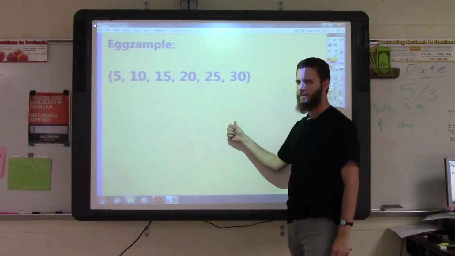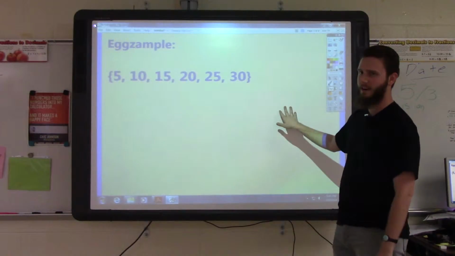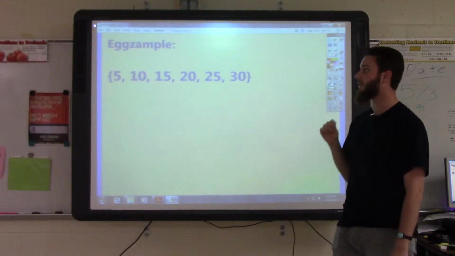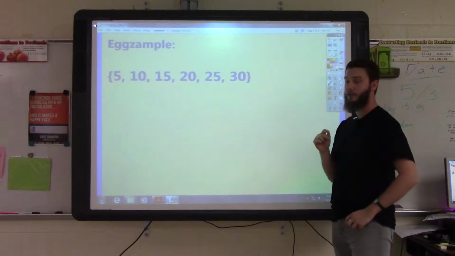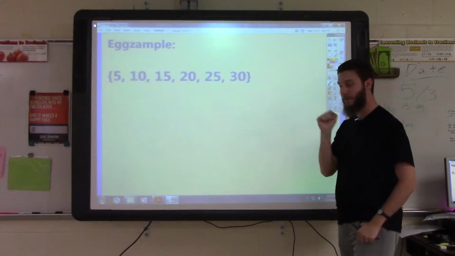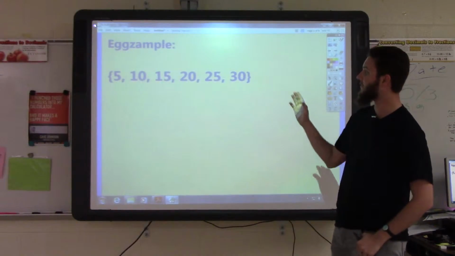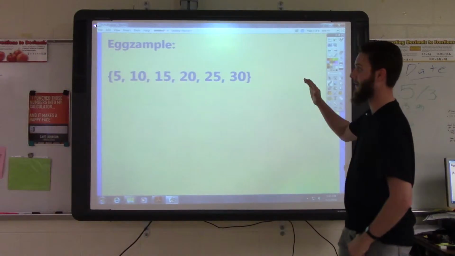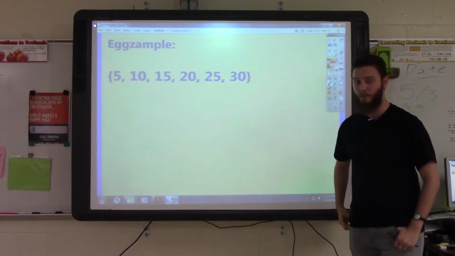In this example, we've got a set of data that includes all of the numbers which are divisible by 5 so long as they are less than 35. We've got 6 numbers up here. We have 5, 10, 15, 20, 25, and 30 as all of our data points.